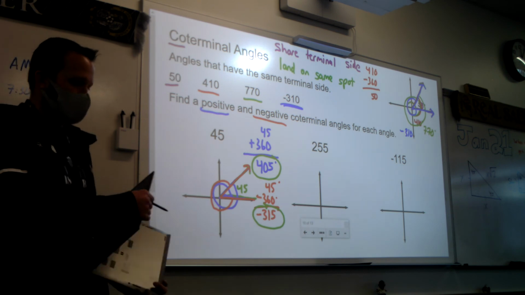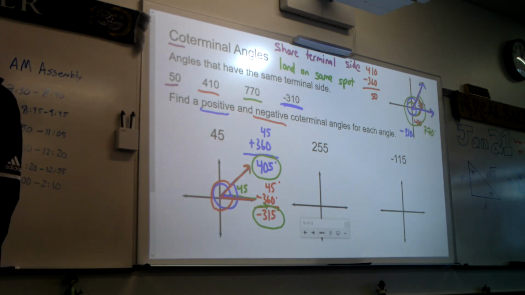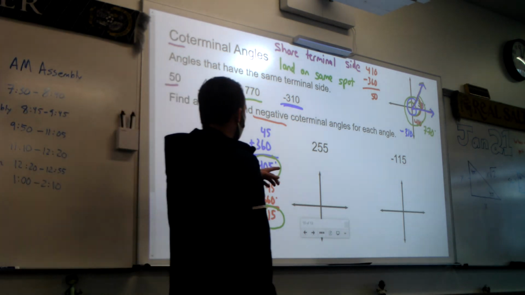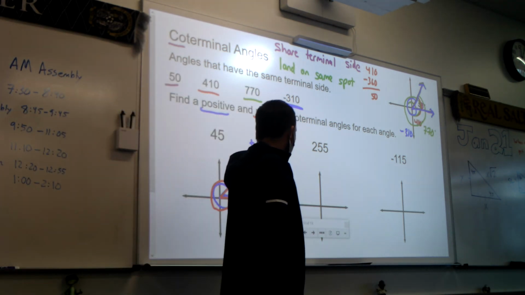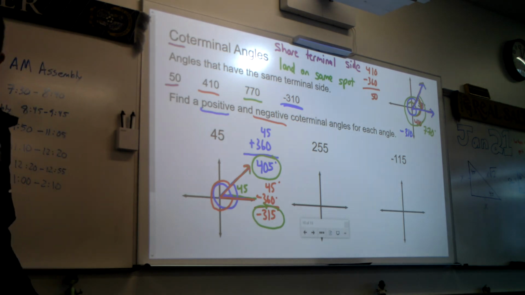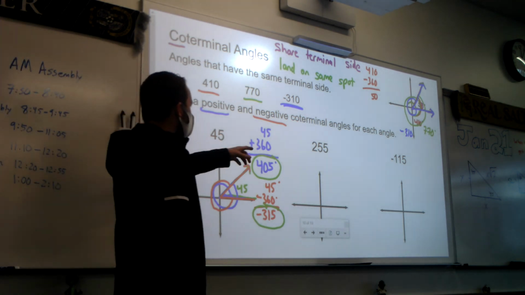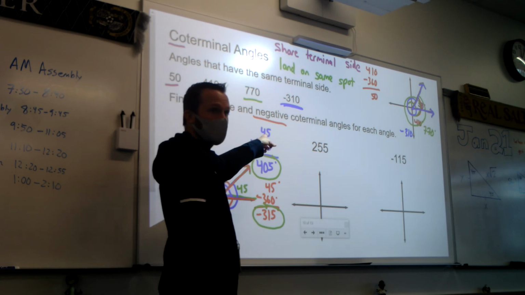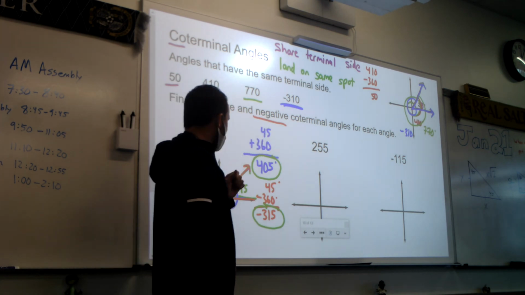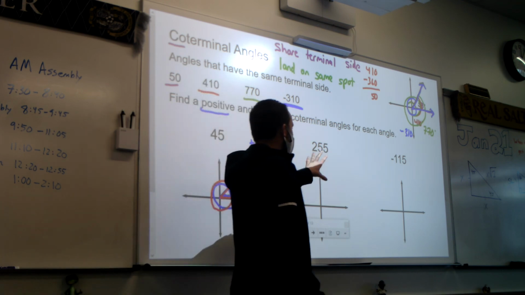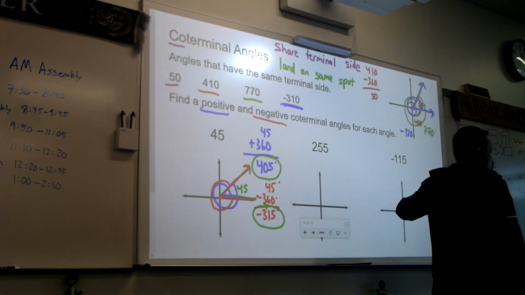Now I'm going to pause for a second and give you a chance to do this. What you're going to do is 255. You've actually already done 255. We did it on the last page. But I want you to find a positive and a negative coterminal angle. How do you get a positive? Add 360. How do you get a negative? Subtract 360. Do that for 255, and then when you're done, do it for negative 115.